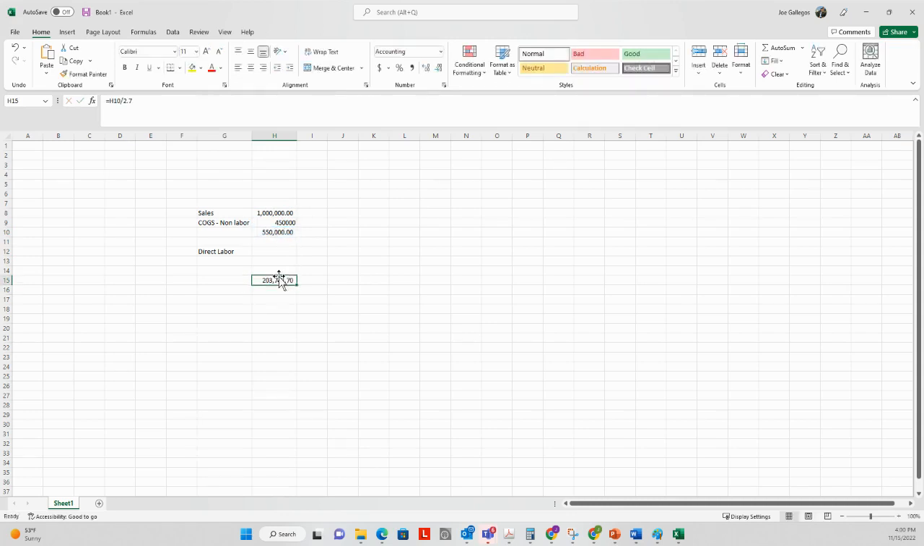I'm going to back into this. Let's say our labor was roughly 200,000. An extra zero. All right. So I would take the margin, I would divide it by my direct labor, and I would get a labor productivity number. Now, what does this number represent? This represents basically that for every dollar of labor that I am paying, I am generating $2.75 of margin.